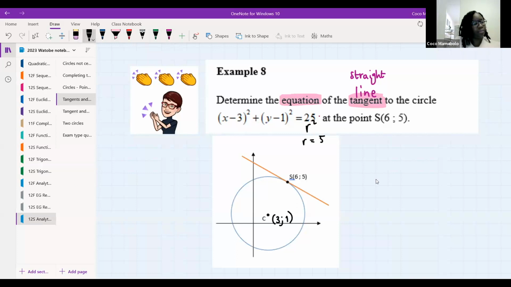Yes, Pumi. I was going to say that we find the gradient of C. I feel like you're 3 steps ahead, because that was the next question I was going to ask. Pumi, what do we do after we find the gradient of C? You find the gradient of C, and then you know that the gradient of the radius and the tangent is equal to -1. Therefore, you will find the gradient of the tangent, and then do y is equal to mx plus c, and sub in S, and then find c, and then find the equation.